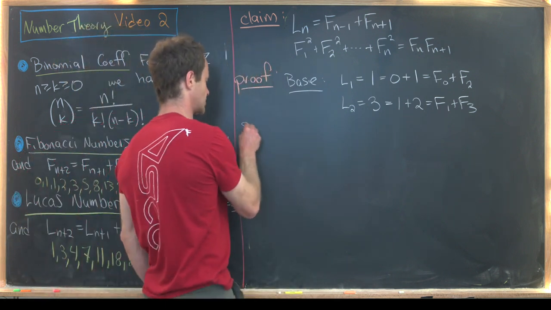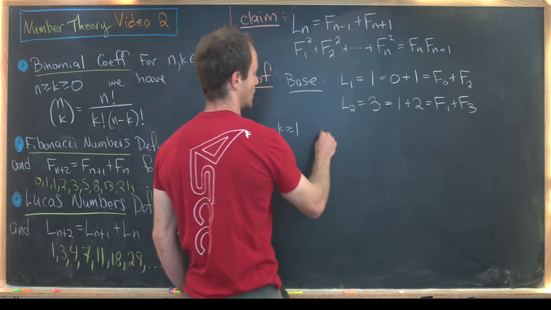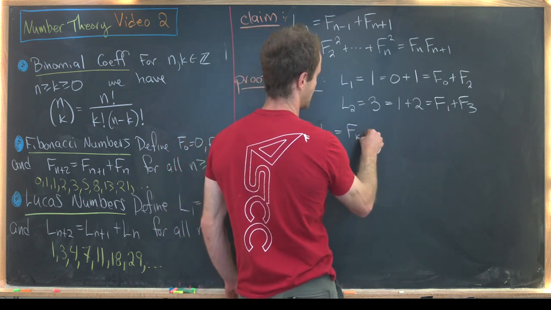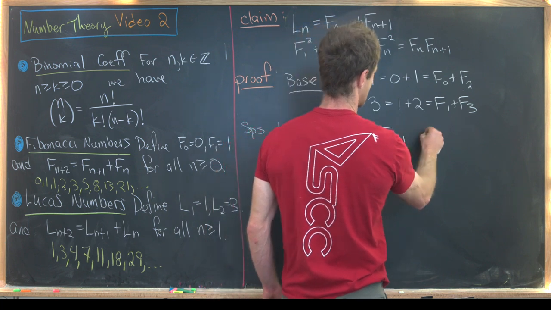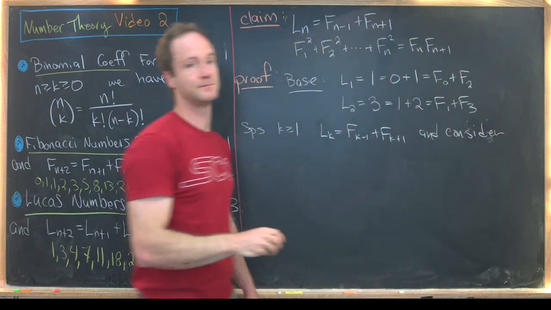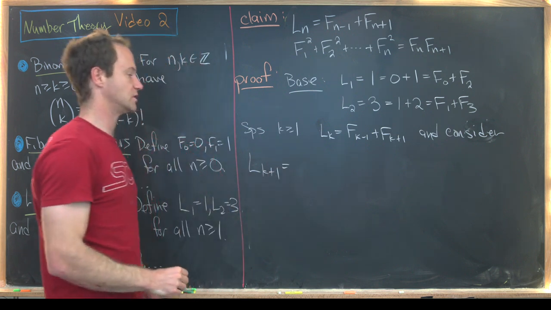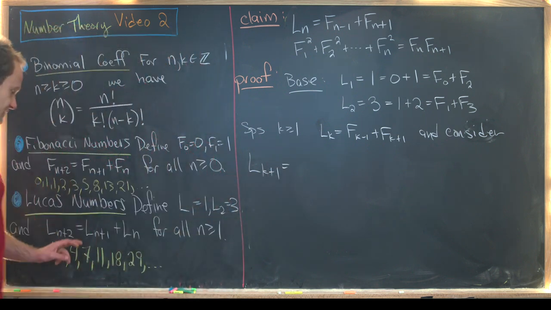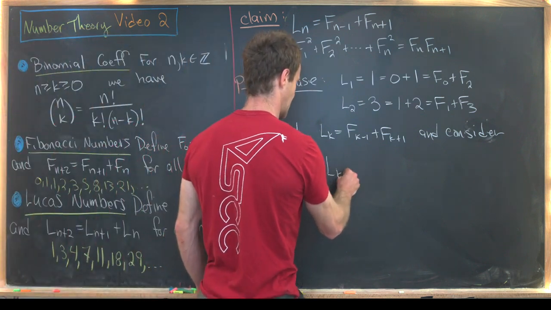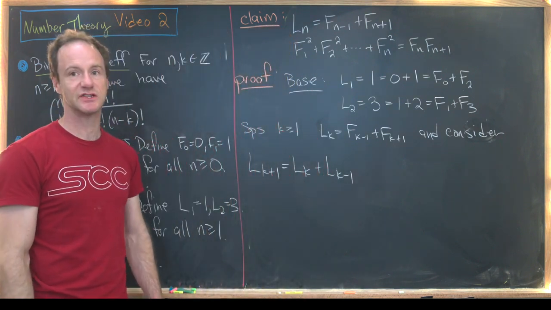Okay, so now let's make an induction hypothesis. So we'll suppose for some k bigger than or equal to 1, we have Lk is equal to Fk minus 1 plus Fk plus 1, and then we'll consider the next case. So that next case will be Lk plus 1. Now we'll use the reduction to write this in terms of the previous two L's. So this is Lk plus Lk minus 1. And now we can apply the induction hypothesis to each of these.